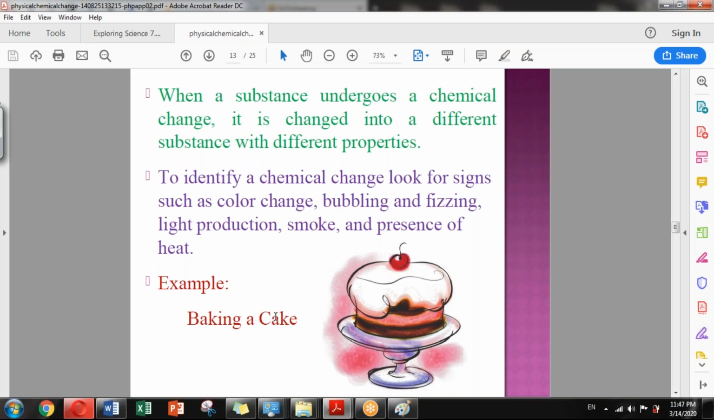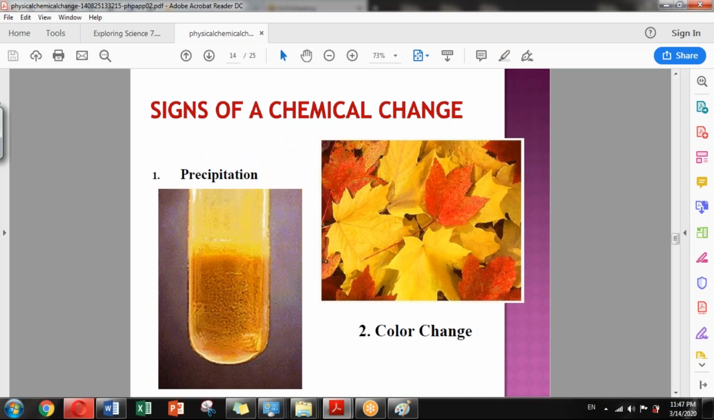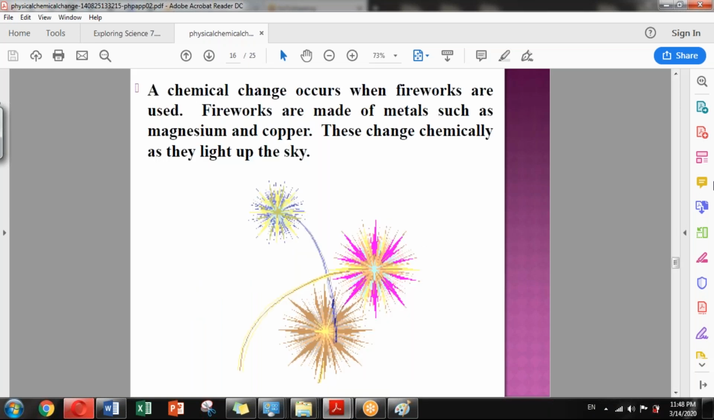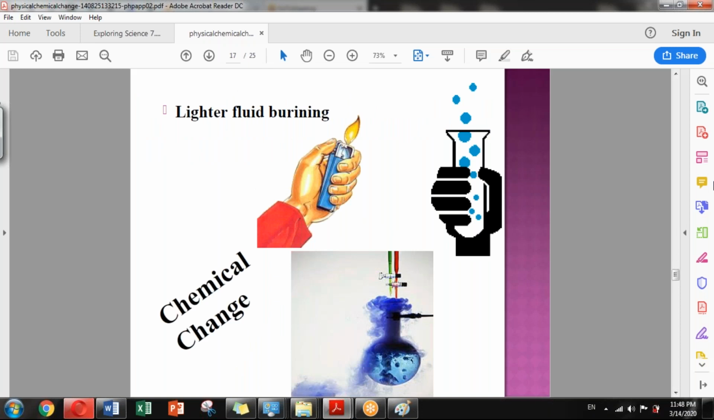And also you see here fizzing, light production, smoke, bubbling, baking cake. They all are examples for chemical change. Okay, and look, color change. Color change means that here, guys, you don't change color yourself. Here the color change happens naturally. That's why it is a chemical change. And the precipitation, look, it's a new compound which you get after reaction, insoluble in the medium. That's why it is settled down. And gas production, for example, alkaline metal react with water, we get hydrogen, and this fizzing, this hydrogen gas production, bubbles are the sign of chemical change. And temperature change in the firework, it is also chemical change, and like this. All are examples for chemical change.